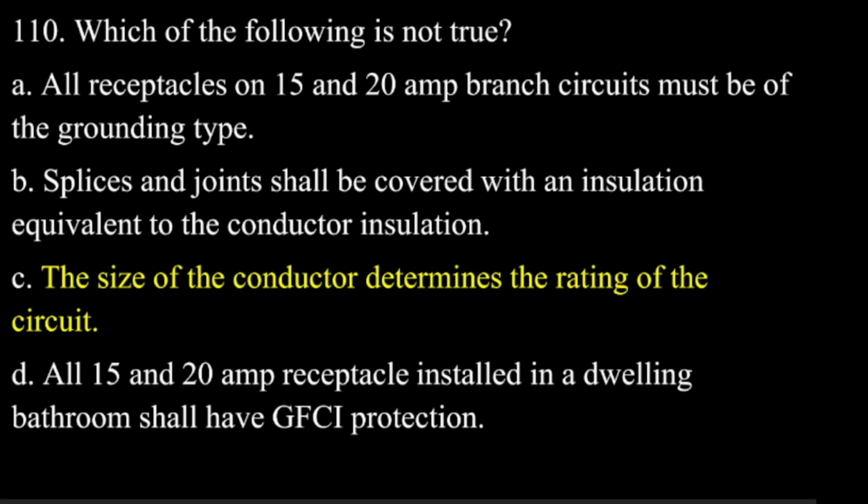Which of the following is not true? A. All receptacles on 15 and 20 amp branch circuits must be of the grounding type. B. Splices and joints shall be covered with an insulation equivalent to the conductor insulation. C. The size of the conductor determines the rating of the circuit. D. All 15 and 20 amp receptacles installed in a dwelling bathroom shall have GFCI protection.